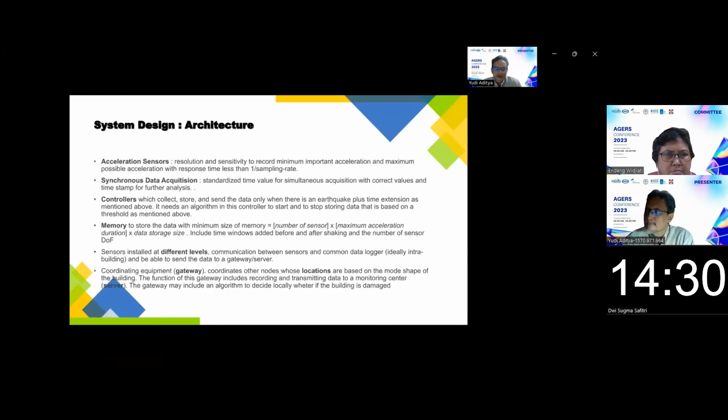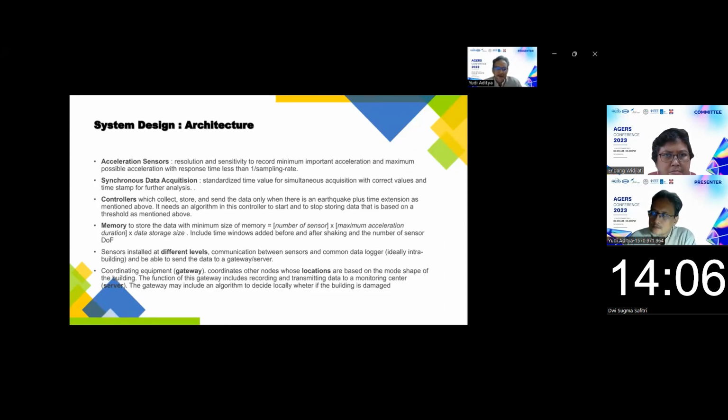The architecture should be the following. Acceleration sensor: resolution and sensitivity to record the minimum important acceleration and the maximum possible acceleration, with response time less than 1 over the sampling rate. Synchronized data acquisition: a standardized time value for simultaneous acquisition, with correct values and timestamps for further analysis.